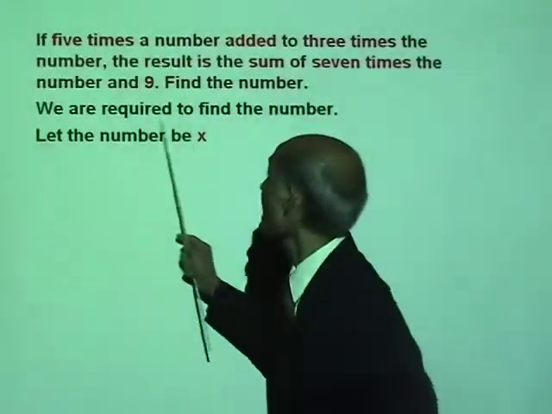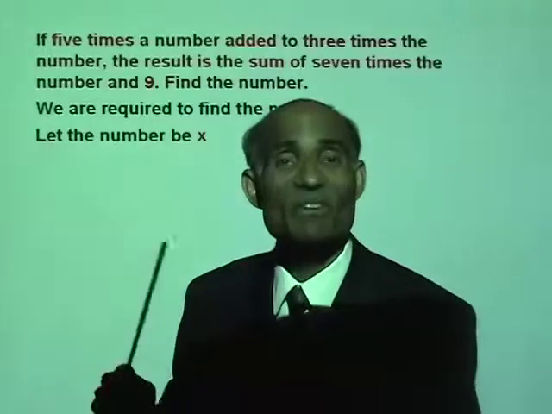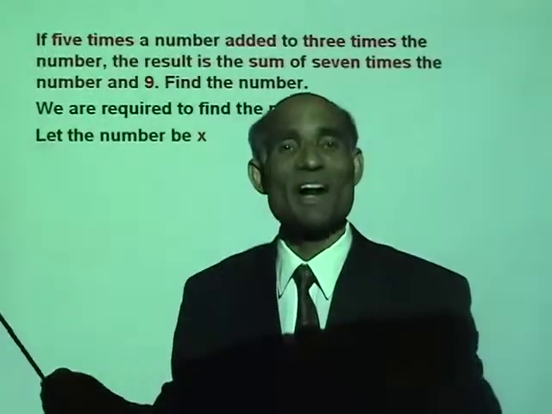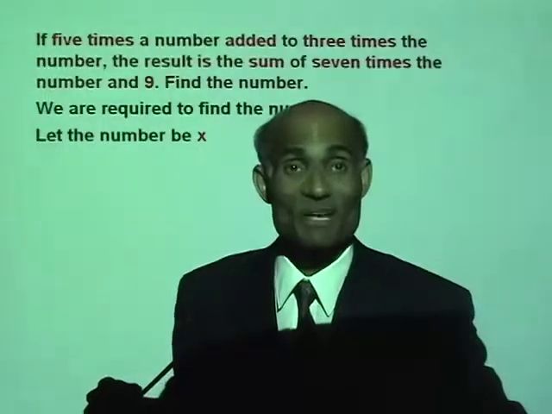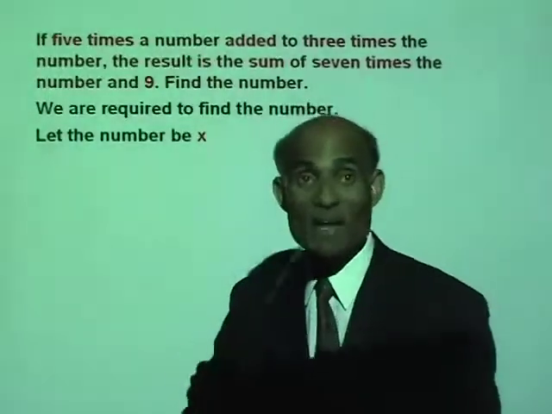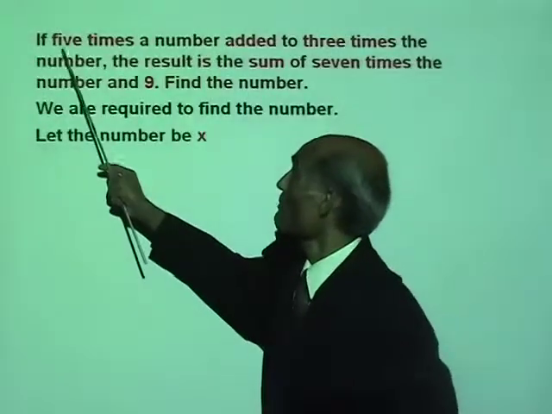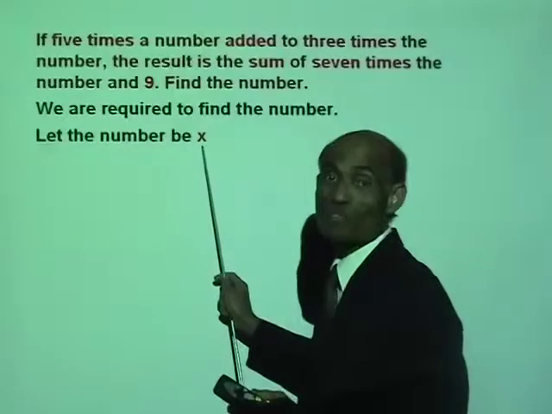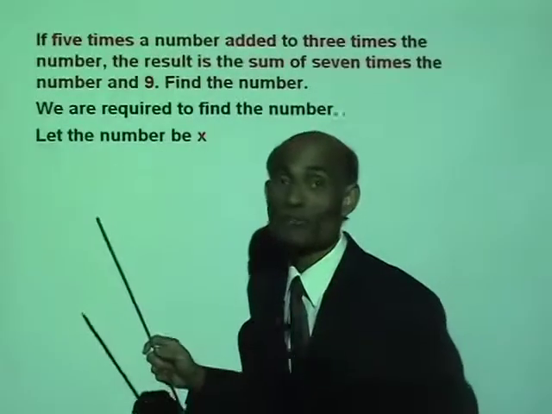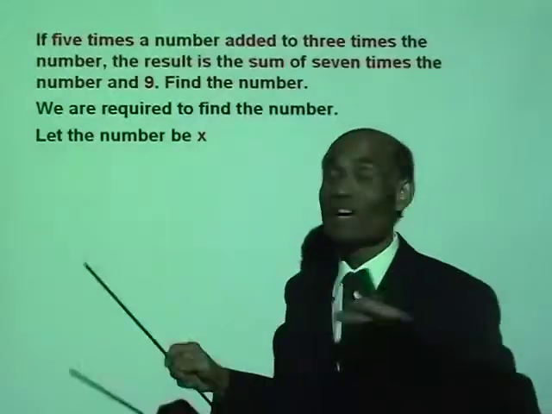We are required to find the number. We will start by saying, let the number be x. And then we will find the value of that x. Is that right? Okay, let the number be x. And now come back and talk about it. 5 times a number. Our number is called x. So 5 times that number will be 5x.